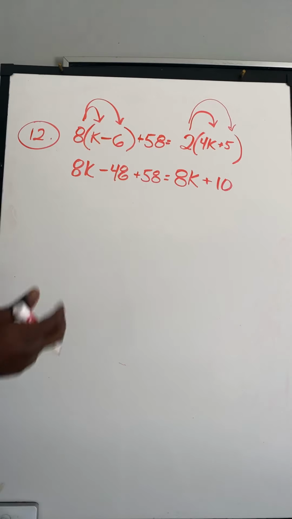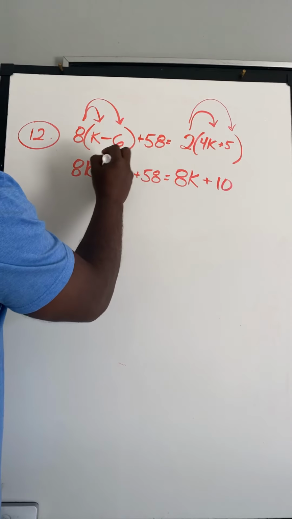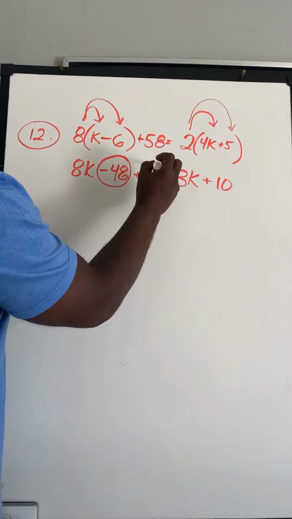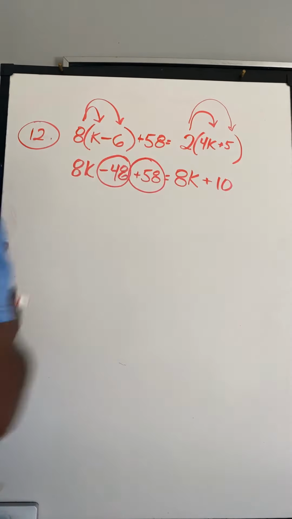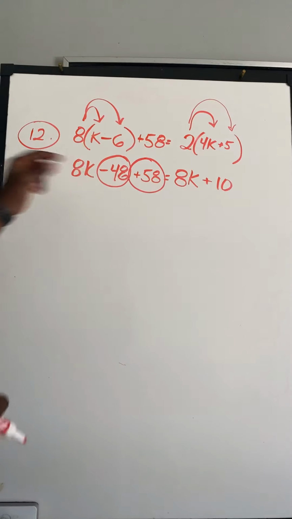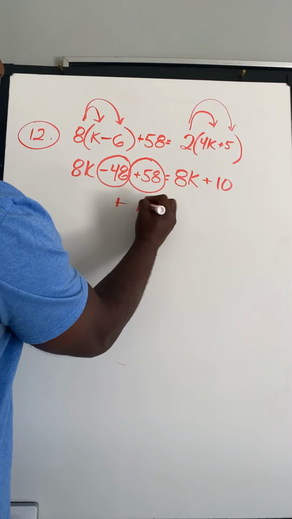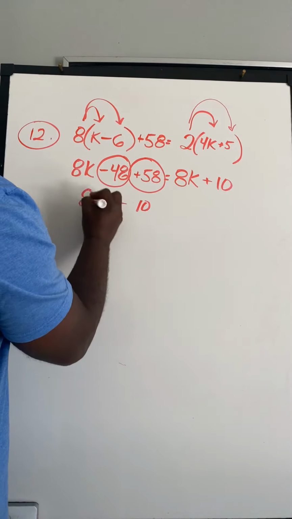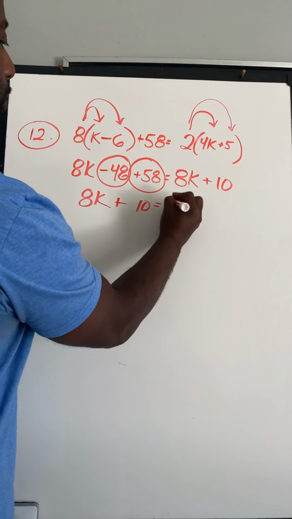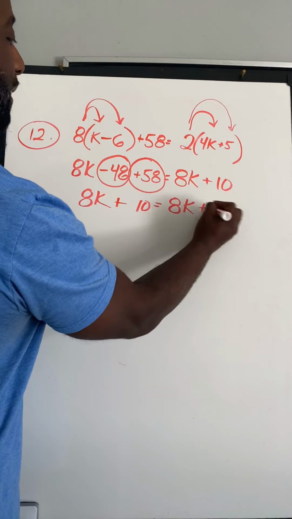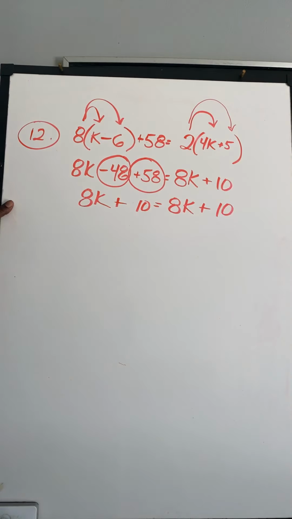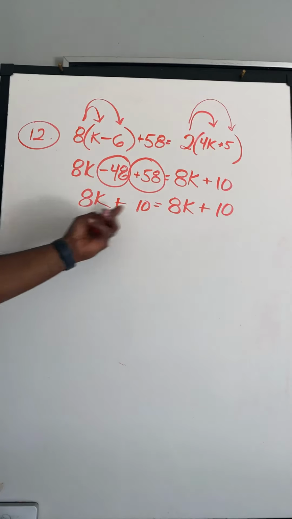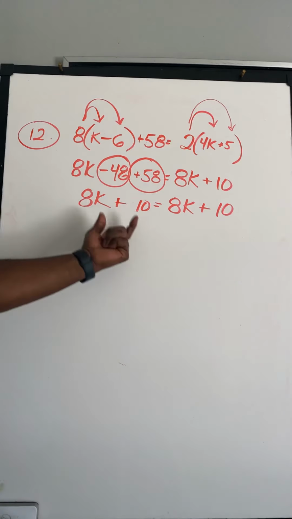Do I have any teammates? Yep. Lakers right here. They don't have a variable, so we'll call these guys the Clippers. It doesn't matter, but they're teammates. Negative 48 plus 58 gives you a positive 10. Bring down your 8k though. Uh-oh. What do you recognize? Identical. What happens when they're identical? When they're identical, that means I have infinitely many solutions. I could put any number in here. It's going to be the same because they are identical.